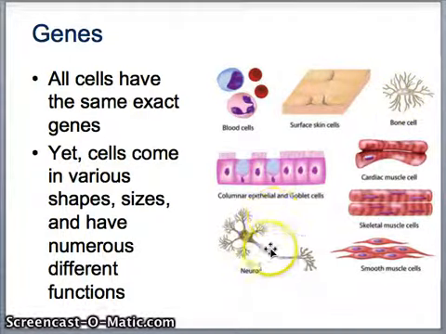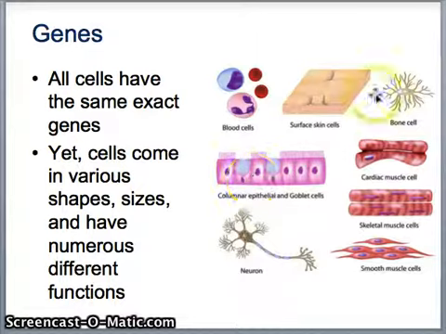Now, all of these cells are also going to have some genes that are turned on. So, for example, the gene for cell division, just so these cells can divide, will all be turned on.